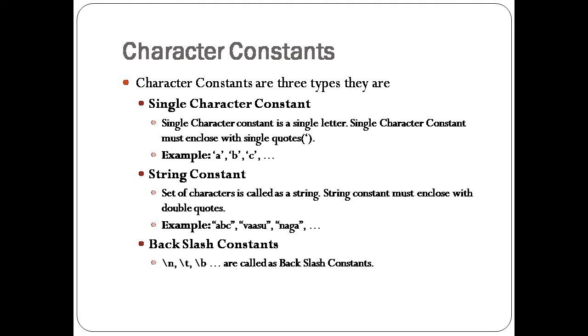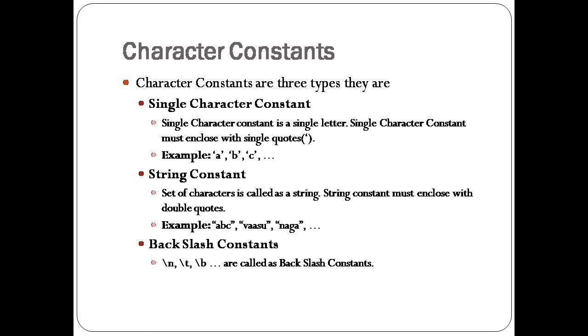Character constants are of 3 types. They are single character constants, string constants, and backslash constants. A single character constant is a single letter. A single character constant must be enclosed in single quotes. For example, 'A', 'B', 'C', and so on.